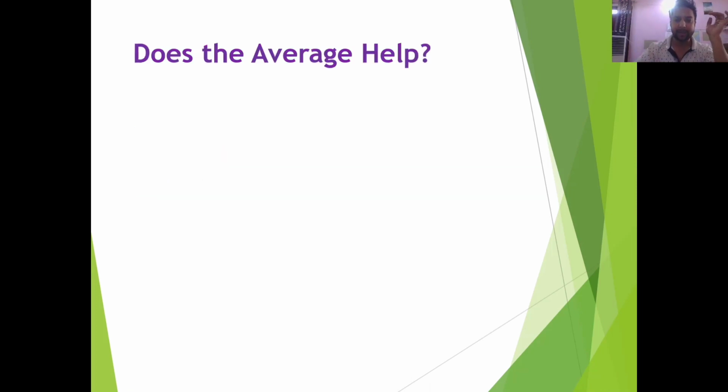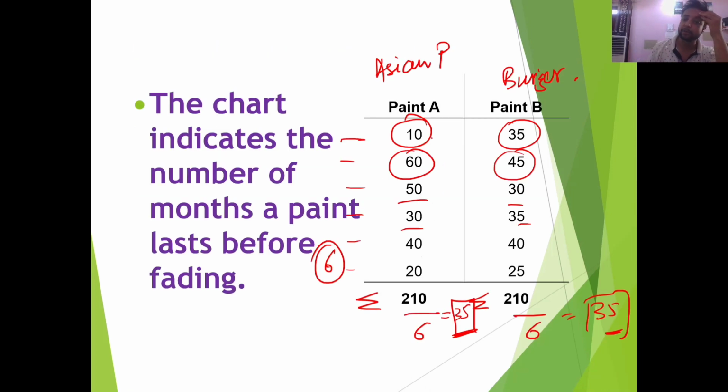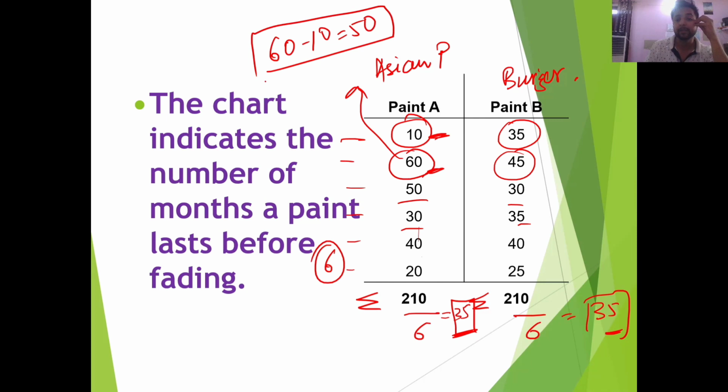When we look at this, we can see that the lowest value in this whole data set is 10 and the highest value is 60. That means our range comes out to be 60 minus 10, that is 50. It means the spread is quite high. However, when we look at paint B, the lowest value is 25 and the highest value is 45. So the range will come out to be 45 minus 25, that is 20. So here the spread is quite low, that is 20, and here the spread is 2.5 times, that is 50. So then you can understand that it is performing in a more consistent way.